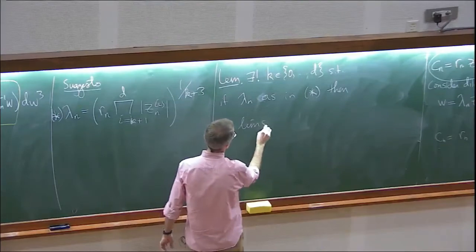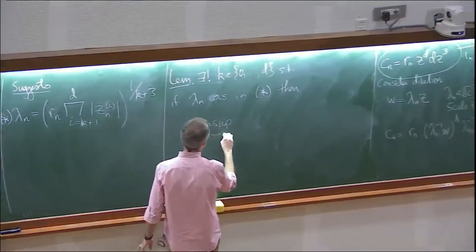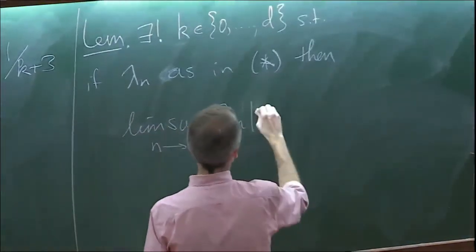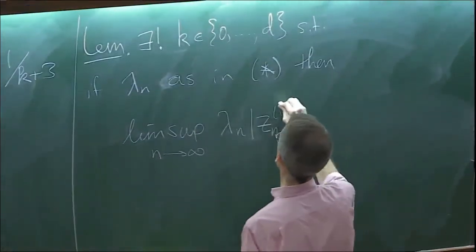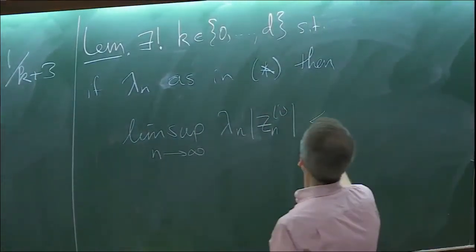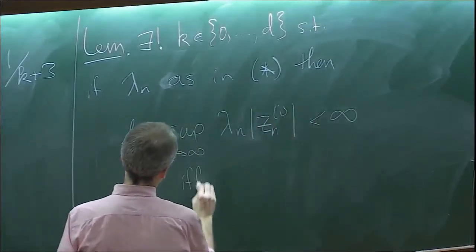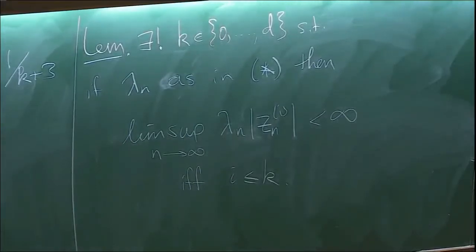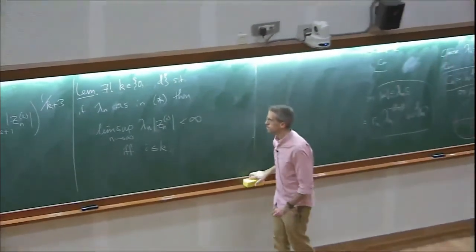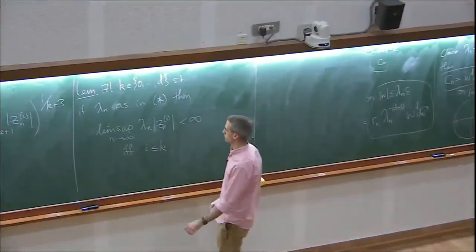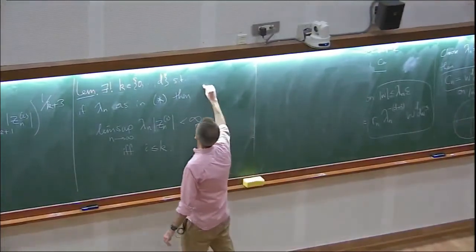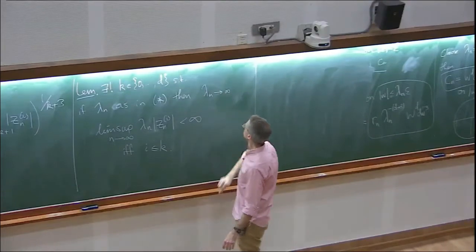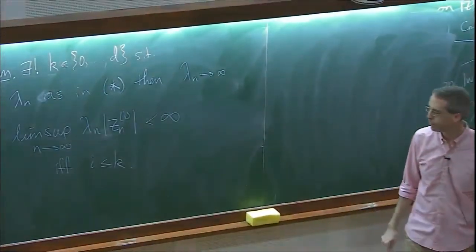So the lim sup as n goes to infinity of lambda n times the norm of the ith zero is less than infinity if and only if i is less than or equal to k. I should also say that lambda n still goes to infinity. That's essential.